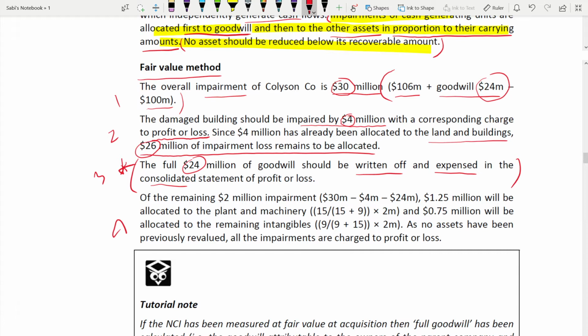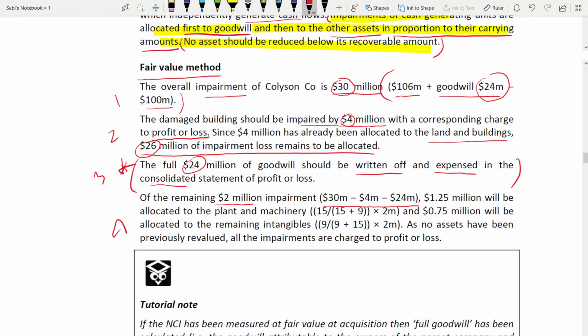So now they're talking of the remaining 2 million. Of the remaining 2 million impairment, because out of 26, 24 has been allocated against goodwill. So the remaining is 2. So how will this 2 be allocated in impairment? We have to apportion, remember, according to the carrying value, not just 2 million against this, no. So 30 minus 4 minus 24. They have shown how they got this 2 million here. It's better that you show it, even if you know that 26 minus 24 is 2, but show it here. Okay, 30 minus 4 minus 24. It's the same thing as 26 minus 24.